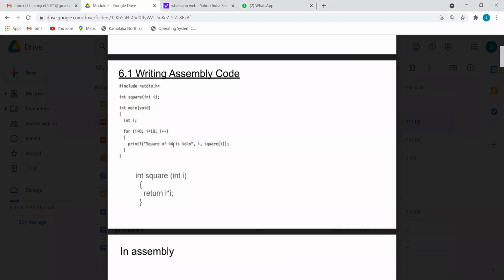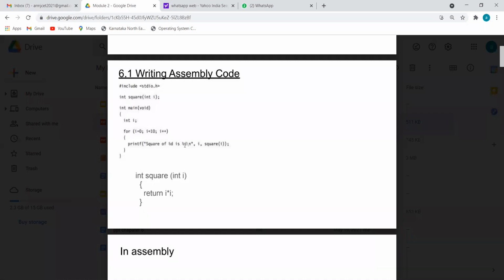For I 0, 0 square is 0. For I 1, 1 square is 1. For I 2, 2 square is 4. 3, 9. 4, 16. 5, 25. 6, 36. Like that, 9, 81.